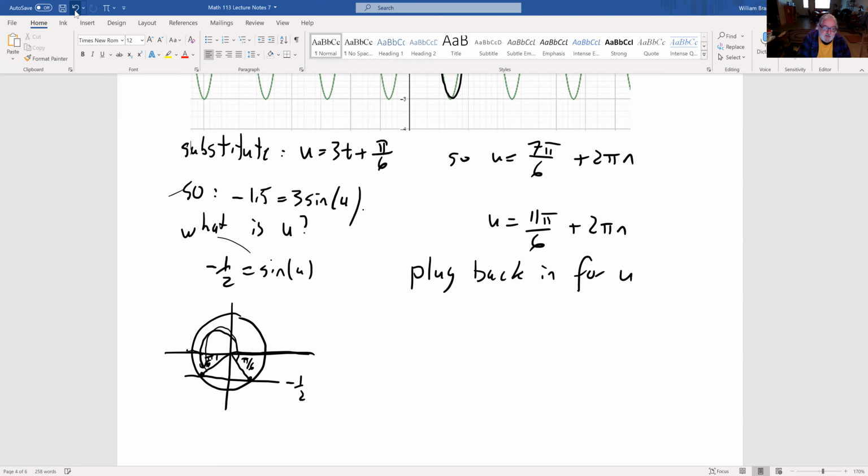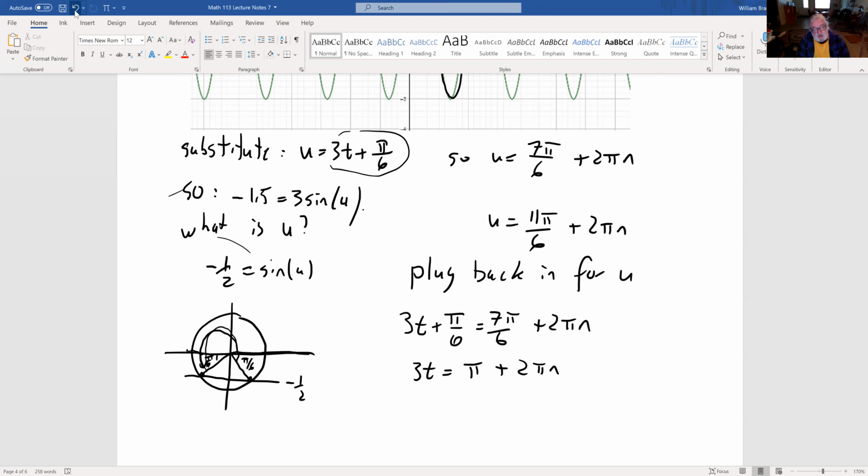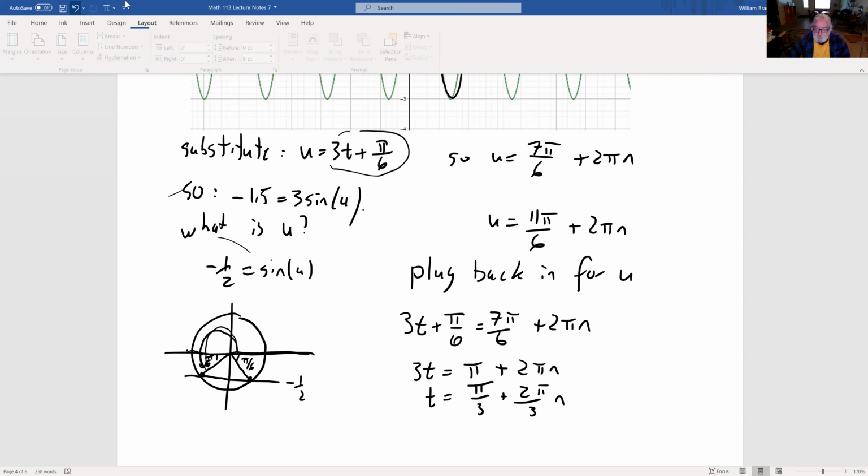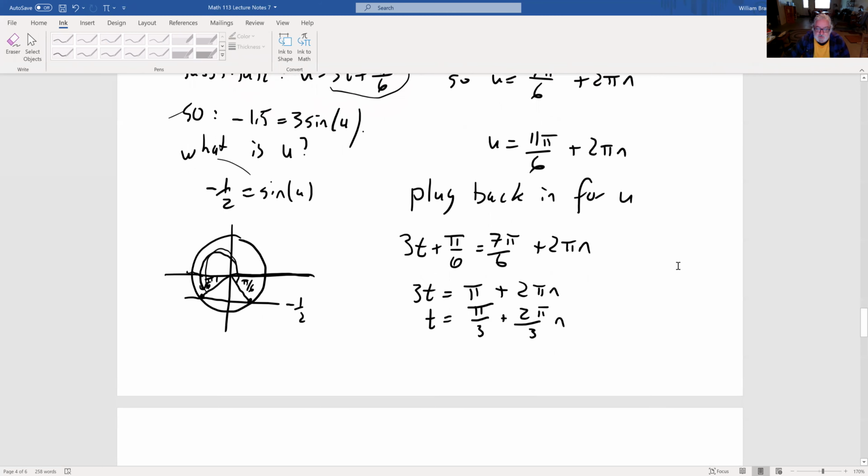And we'll just substitute back in this thing for u. So I have 3t plus pi over 6 equals 7 pi over 6 plus 2 pi n. Subtract a pi over 6 from both sides. It gets you 3t equals pi plus 2 pi n, right? 7 pi over 6 minus pi over 6 is just pi over 6, and then divide by 3. And we get that. What's the other solution? The other set of solutions?